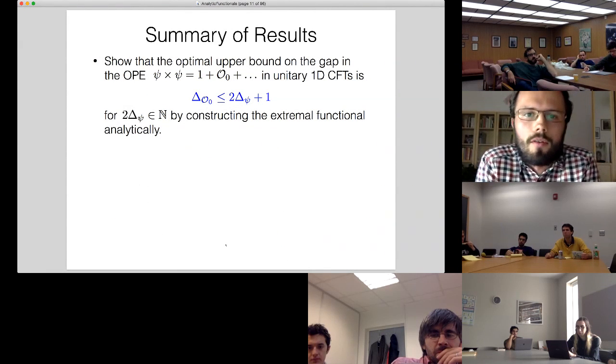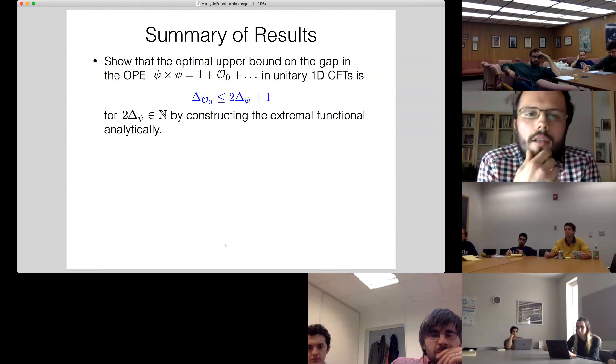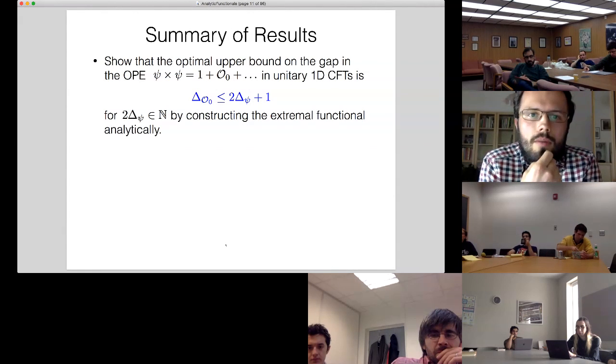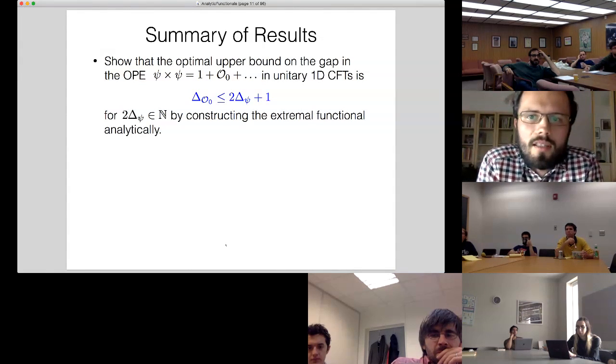Okay, so here is a summary of the results and a quick outline of my talk. In the first half, I'm going to show that the optimal upper bound on the gap in the OPE of two primaries, psi and psi, in a unitary one-dimensional conformal field theory is 2 delta psi plus 1.